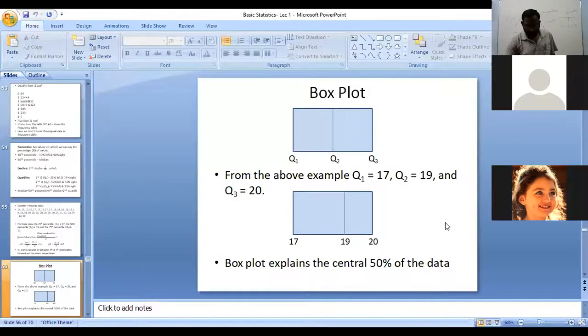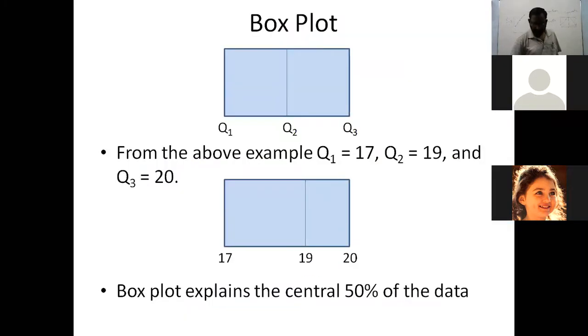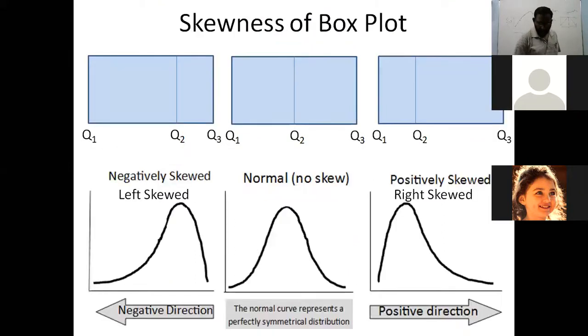Right, now this is what our example says. This is the place where we stopped last time. Now we will move to a little more explanation of the box plot. So we are going to talk about the explanation based on the skewness.